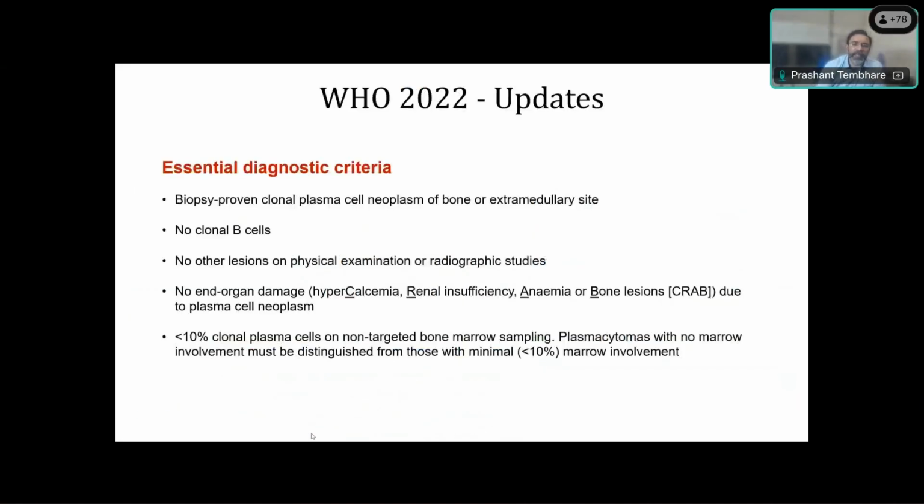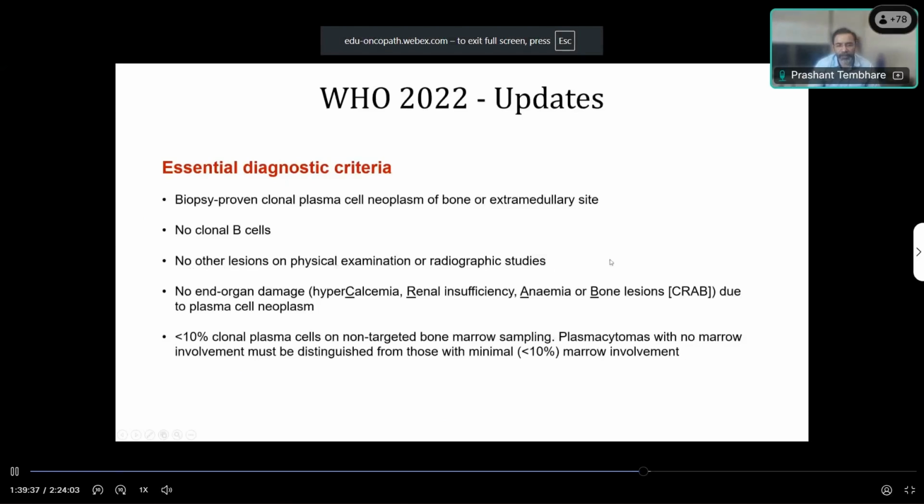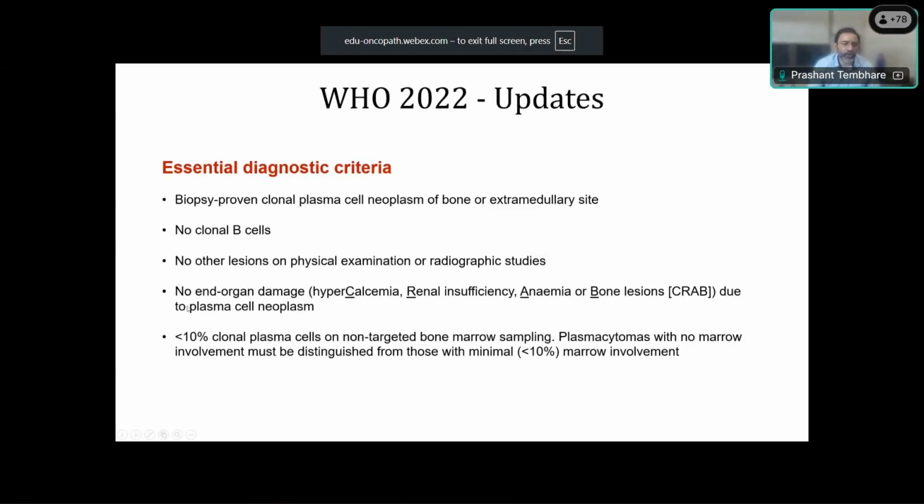These are the recent WHO criteria. So, biopsy-proven plasma cell neoplasm, either bony lesions or an extramedullary site. No clonal B cells, that is, the B cells should be absent. Then no other lesions on physical examination or radiological studies. You should not have any CRAB criteria and less than 10% clonal plasma cells.